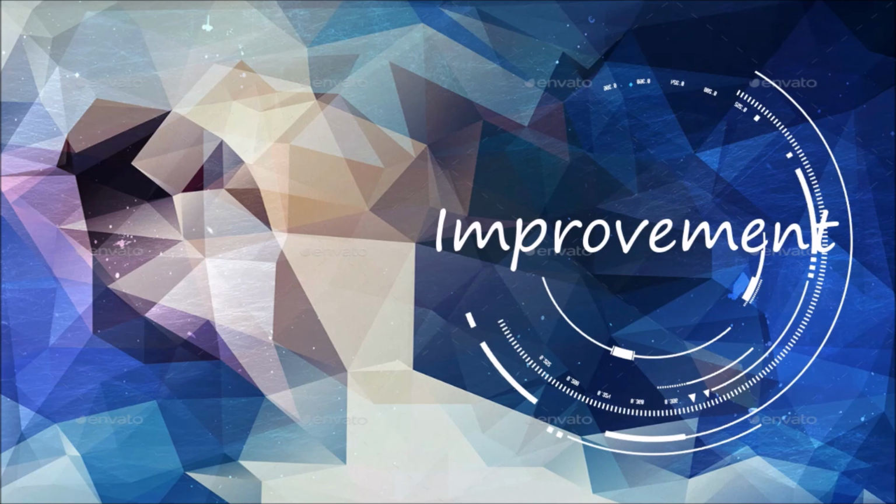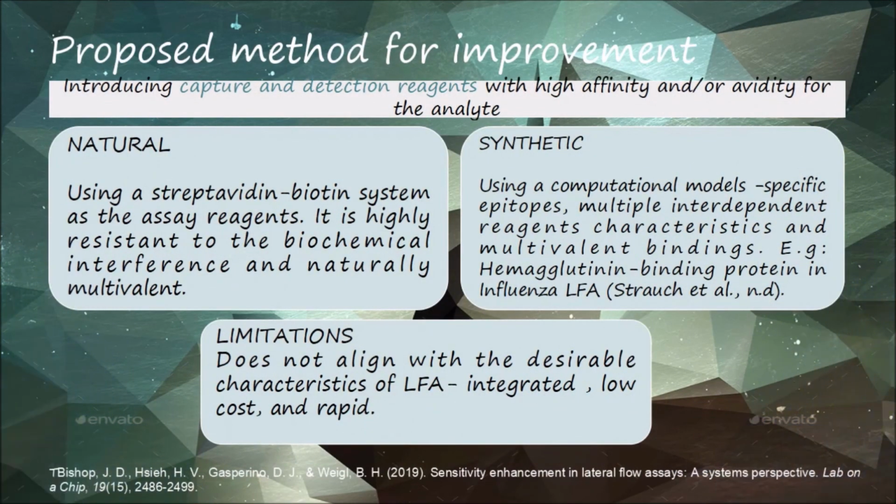So the proposed method for improvement focuses on sensitivity. It is by introducing capture and detection reagents that have high affinity for the analyte. There are two types of reagent, the natural and the synthetic. Natural is by using the streptavidin-biotin system. As assay reagents, it is highly resistant to biochemical interference and naturally multivalent, in which the streptavidin can bind to 4 biotins. The second type is synthetic.